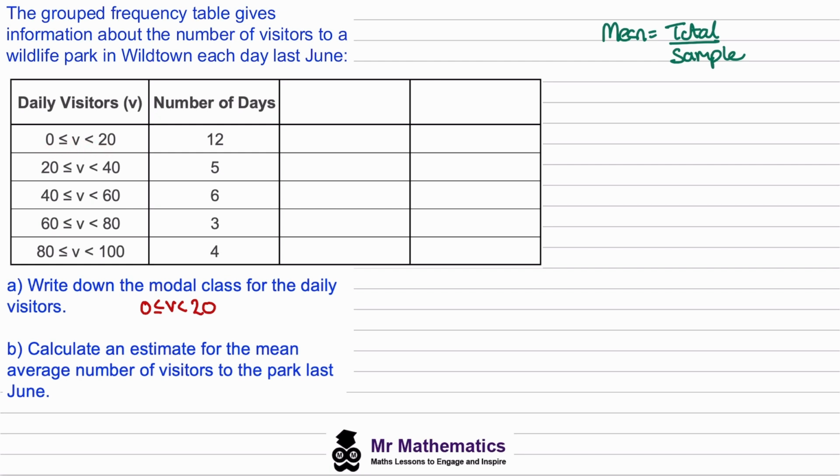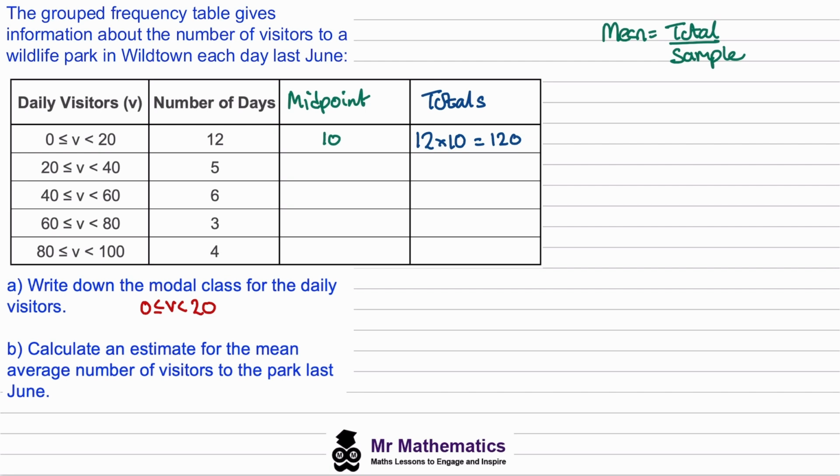So the way we get around this is that we choose the middle of each class, and we call this the midpoint. So the middle between 0 to 20 would be 10. So we're estimating that on each of the 12 days, there were 10 visitors. And this is why it's a mean estimate, not the exact value. So then to work out the total number of visitors on these 12 days, we just multiply the 12 by the 10. And this will give us a total of 120 visitors.